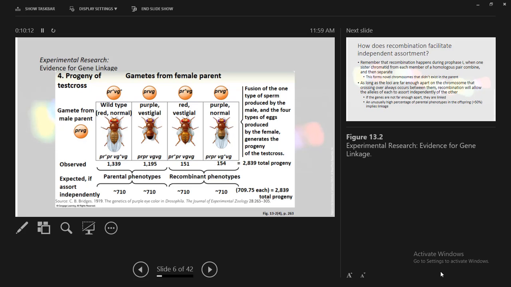Again, it's not enough to just say linked, not linked. We could do that, but that's boring. We want to know how linked are they, right? I don't want to just know that they're linked. I want to know how linked are they and how commonly does crossing over happen in between them.